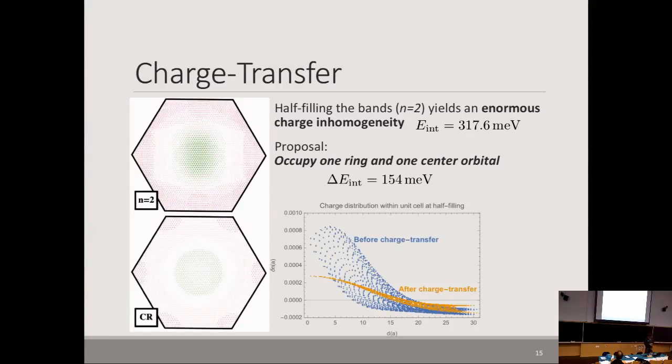So pictorially, this looks like this. The green would be more charged than average, red would be less charged than average, and if we switch, then the distribution becomes much flatter. This is perhaps the best way of seeing that. Before you do this, what we call charge transfer from the center to the ring orbital, this would be where the charge is as a function of distance from the AA center of the unit cell. If you do this charge transfer, then the charge distribution is much flatter throughout the unit cell, and that gains a lot of energy. So this should be captured by a Hartree-Fock calculation.